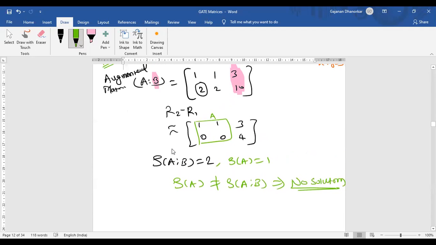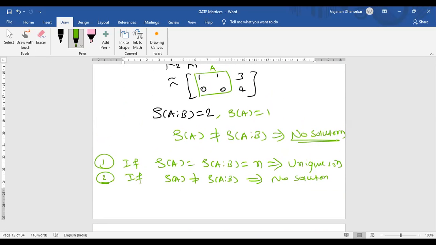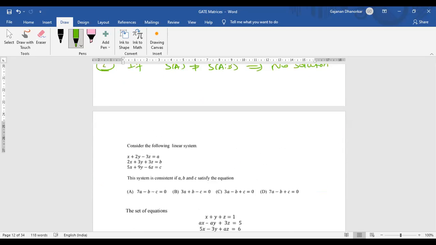Only the condition I will repeat here. Observation: if the rank of matrix A is equal to the rank of the augmented matrix AB, which is equal to the number of unknowns n, where n is the number of unknowns, then our system has a unique solution. Now, what is the second case? If the rank of matrix A is not equal to the rank of the augmented matrix, then the system has no solution. Clear? Here, no need to remember because we know two parallel lines give no solution. We know all this.